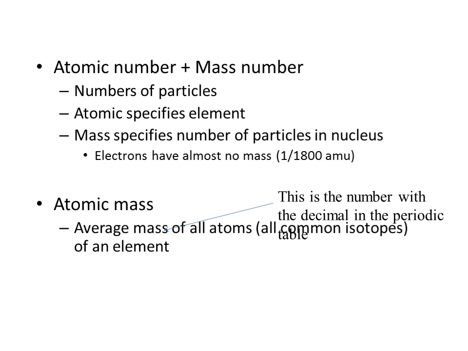The atomic mass of an element, however, is different from the atomic number and the mass number. The atomic mass is the average mass of all atoms of that particular element.